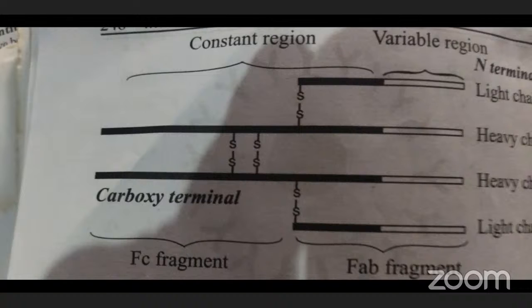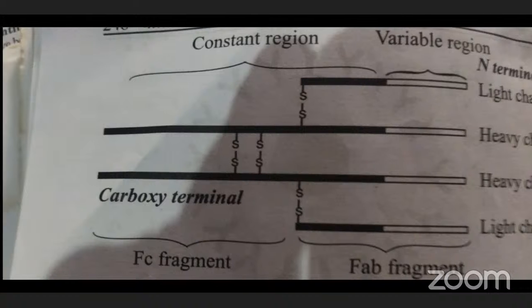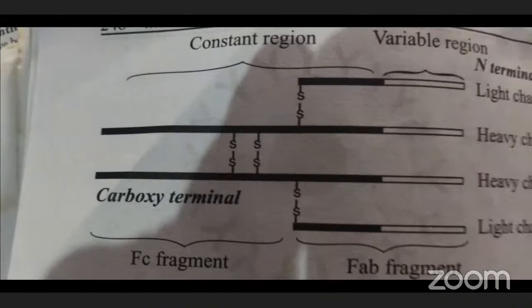Next is the N-terminal end and the C-terminal end. N-terminal end means this one. One end of each chain is called the amino terminal end, which is called the N-terminal end, because amino groups are present here. That's why it is called the N-terminal end.